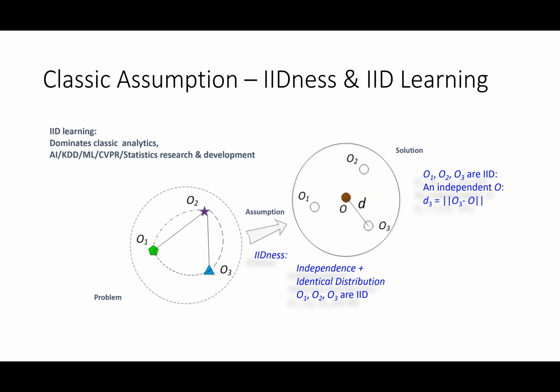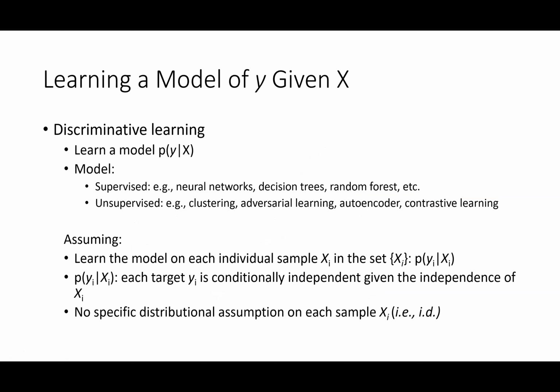And with this setting, you can see many algorithms or models have been generated in the literature. So in machine learning, typically we categorize machine learning analytical methods into two big families. One is discriminative learning, another is generative learning. So let's explain a little bit about what is discriminative learning and where IID may exist.